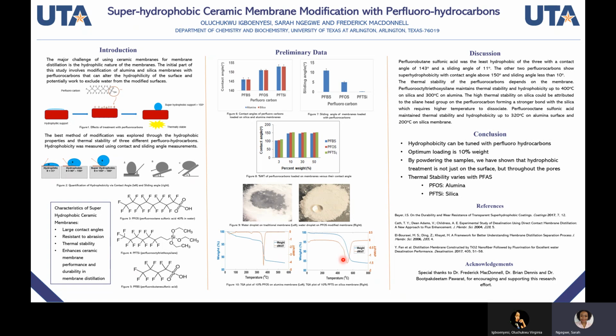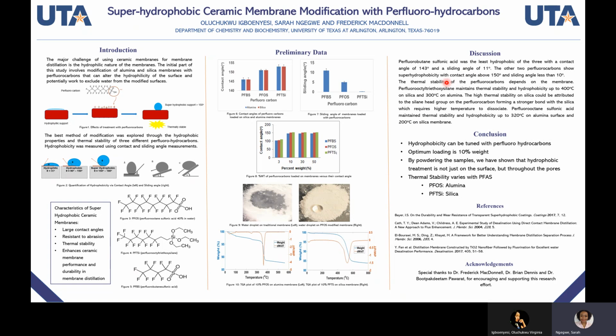modified membrane. Here is a TGA plot of perfluorotetrahydroazoxylene modified silica membrane. As you can see here, it maintains its thermal stability up to 400, and after that, it starts losing weight. So the weight percent loss here indicates the temperature at which the perfluorocarbon will completely burn.